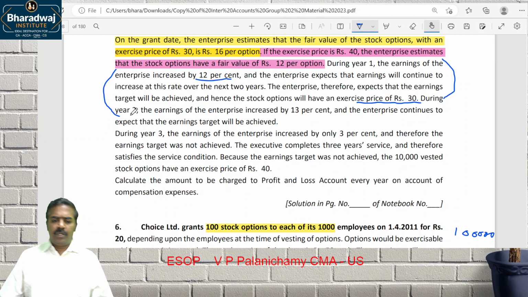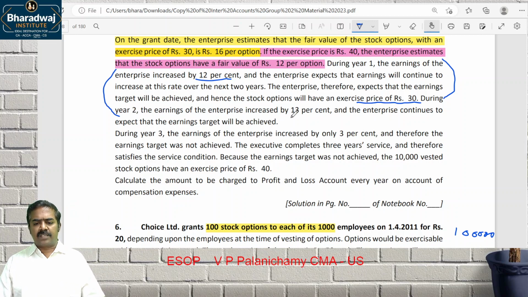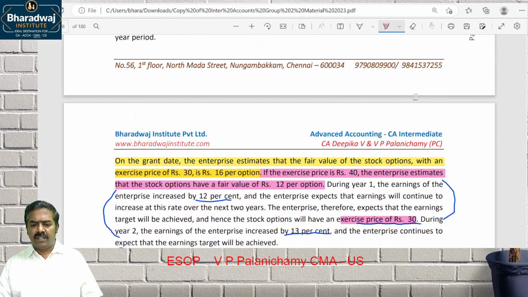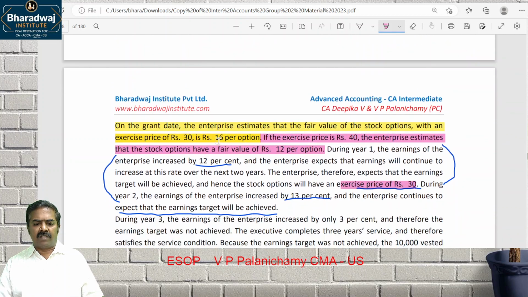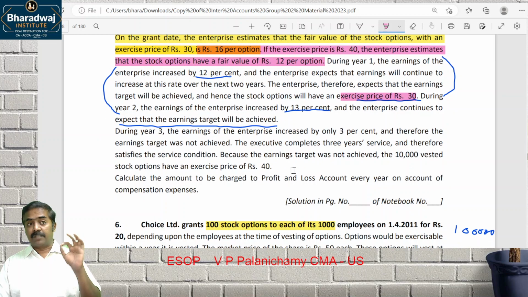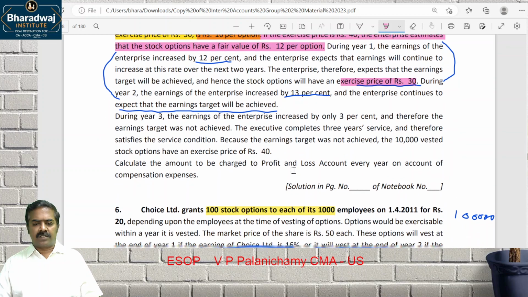Then, during the year 2, the earnings increased by 13%. The enterprise continues, the same target will be achieved. So first year or second year, average earnings are more than 10%. So they are considering the fair value of the exercise price 30. If the exercise price is 30, the fair value is 16 per option.